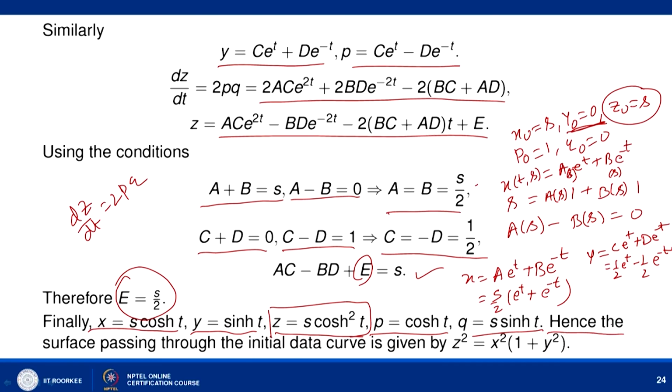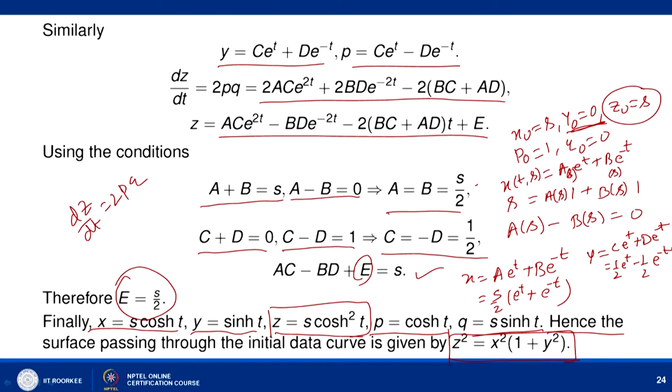Now, we need to find the integral surface formula which is not given in terms of 2 parameters. So, you remove the 2 parameters s and t, and once we remove the parameters s and t, you can get our solution as z square equal to x square into 1 plus y square.